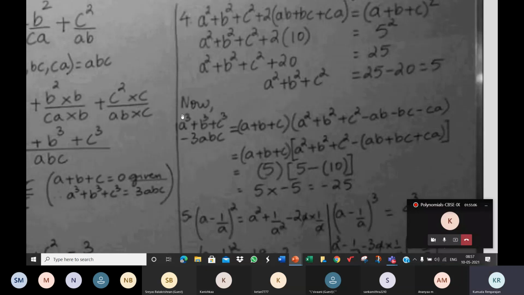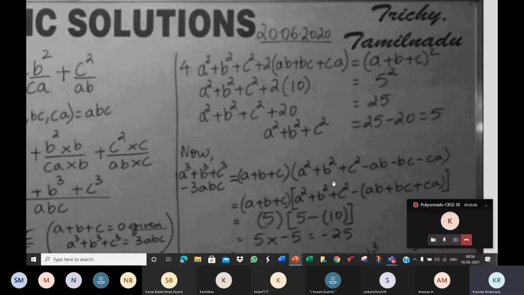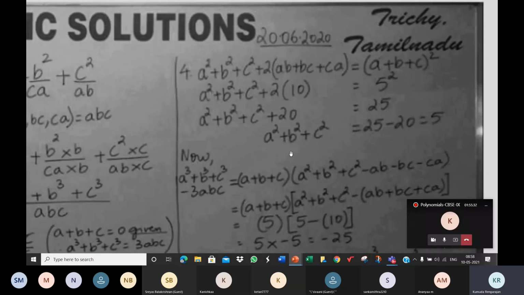So to find the value of this one, we need the values of these 3 expressions. We are given the value of A plus B plus C, which is 5, and also the value of AB plus BC plus CA, which is 10. We have these 2 values in the question. So we need to find the value of A square plus B square plus C square. Only if you know this value, you can substitute the 3 values, simplify and find the answer. So this is to find the value of A square plus B square plus C square.